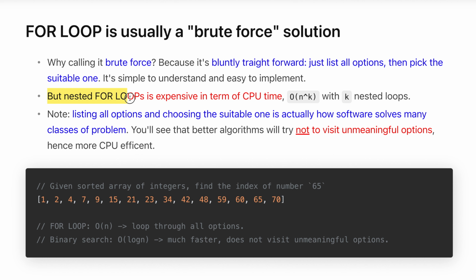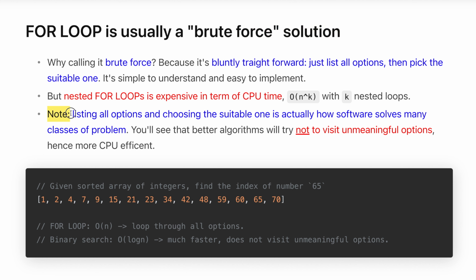Nested for loops are very expensive in terms of CPU time. The complexity of nested for loops is O(n^k), with k being the number of nested loops. So nested for loop is called a brute force solution because it's simple to understand and easy to implement, but expensive in terms of CPU time. But this is a good start because we have a solution. It's better than having no solution.